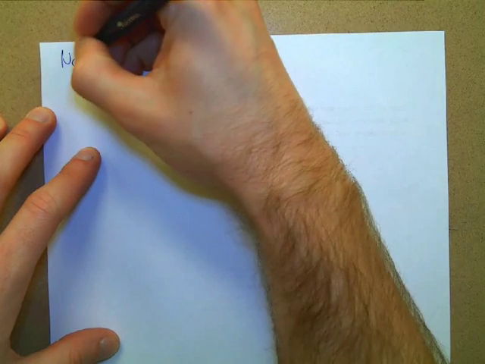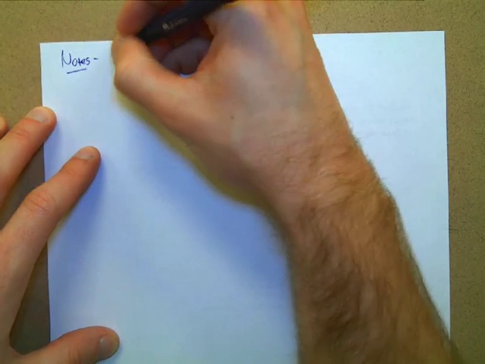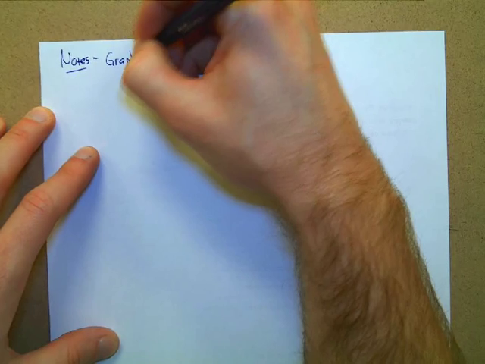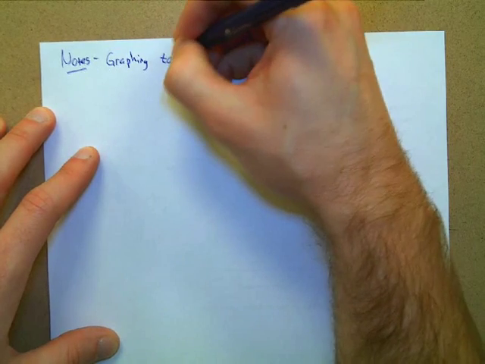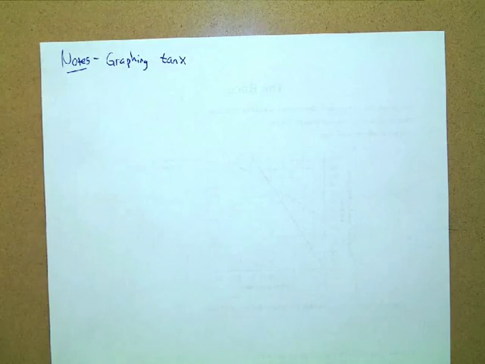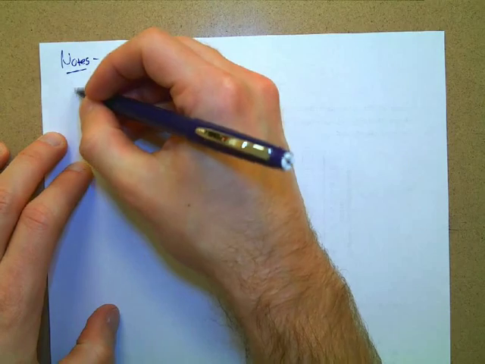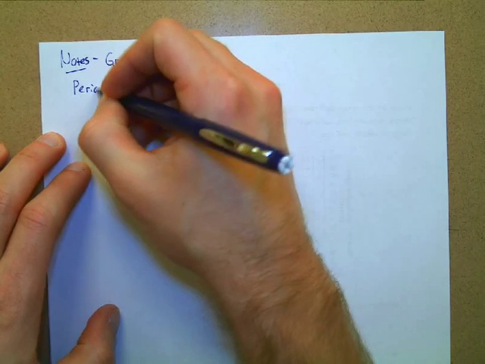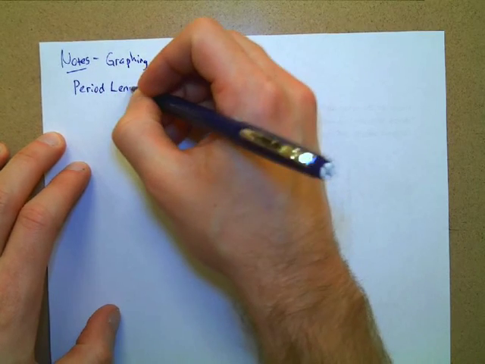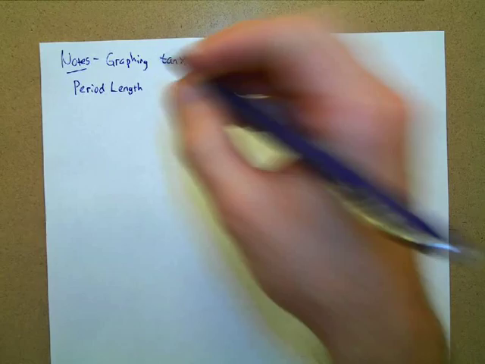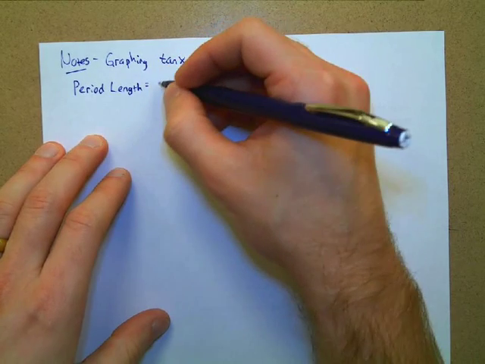Graphing tangent of x. Okay, so a few things we want to keep in mind here. The period length for tangent, or just straight up tangent, is going to be pi. Not 2 pi. Tangent repeats every pi.